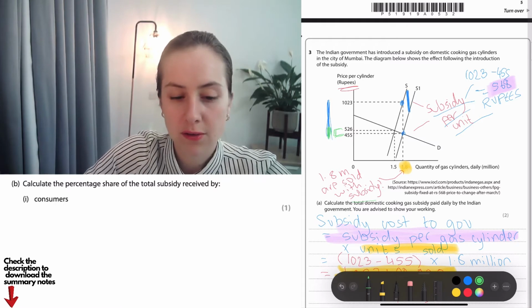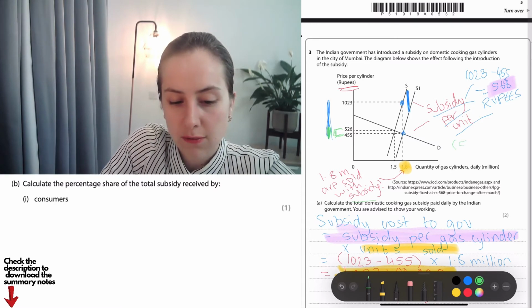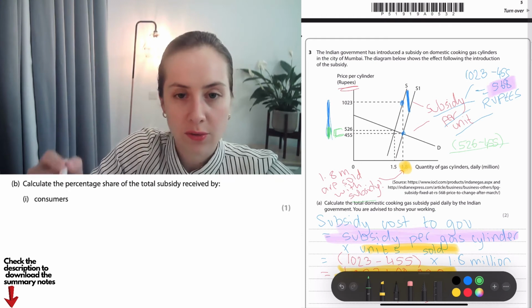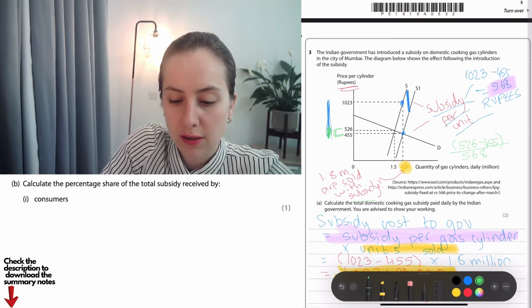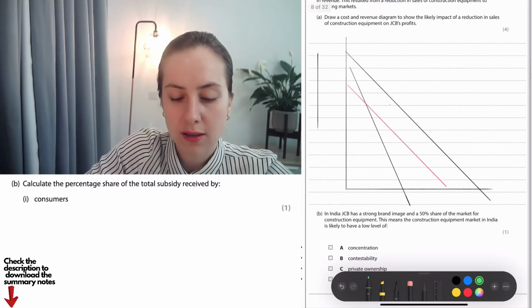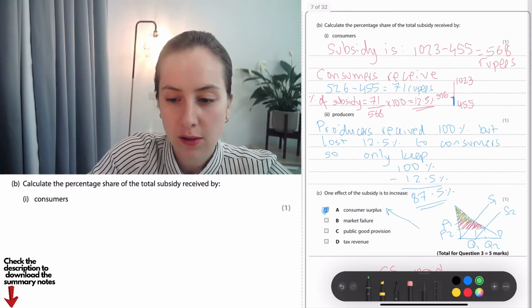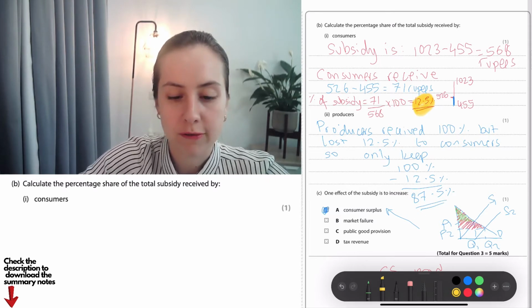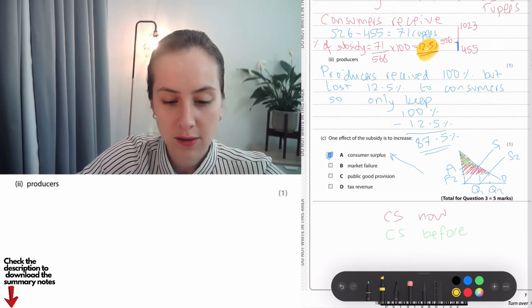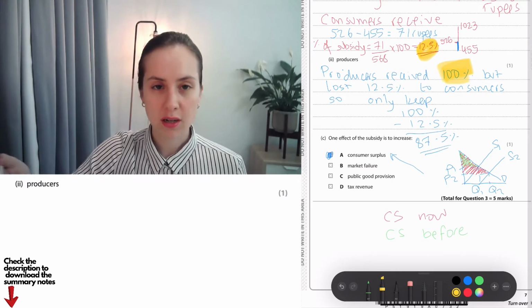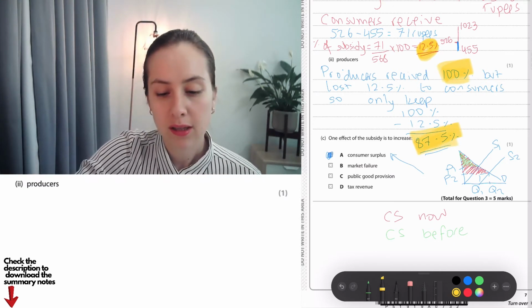So how do we work it out? We say that the consumer has been given 526 minus 455 out of the total subsidy, which is 568 rupees. It's a percentage they're asking for. And if you then work that out, you will get the subsidy being approximately 12.5%. Producers, they had all the subsidy in the beginning. They had 100%, but they've had to give 12.5, meaning that they keep 87.5.